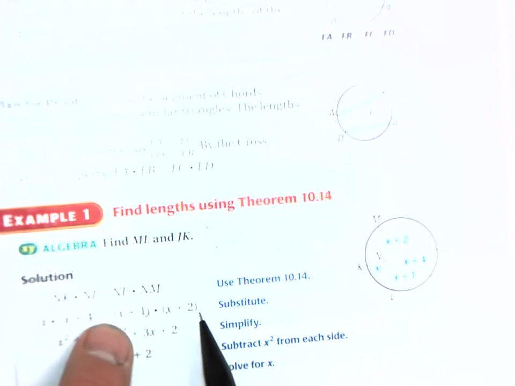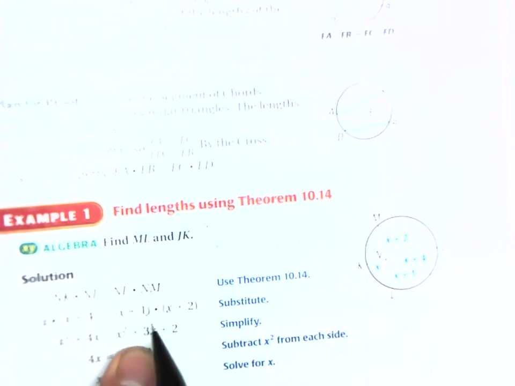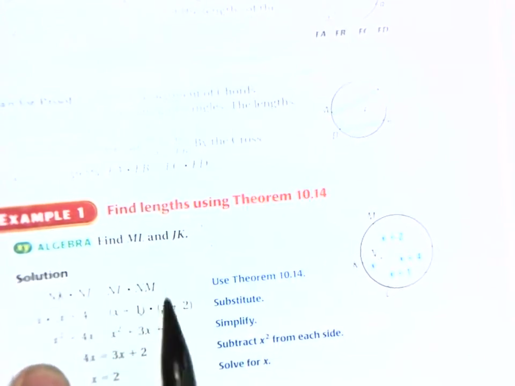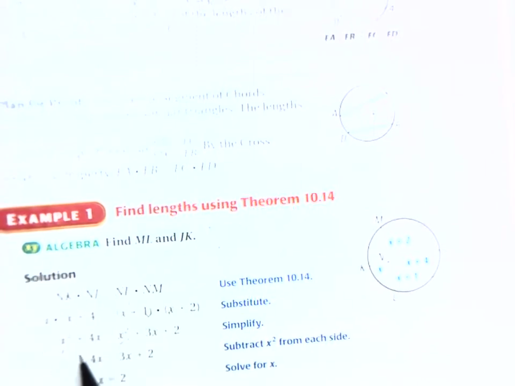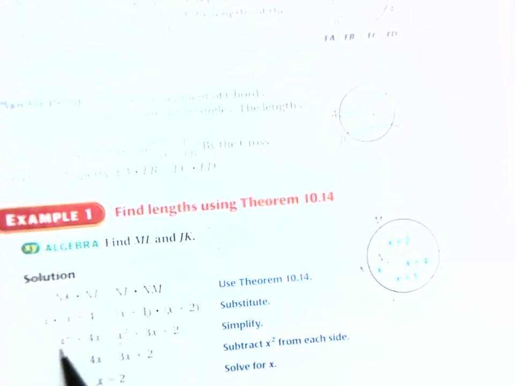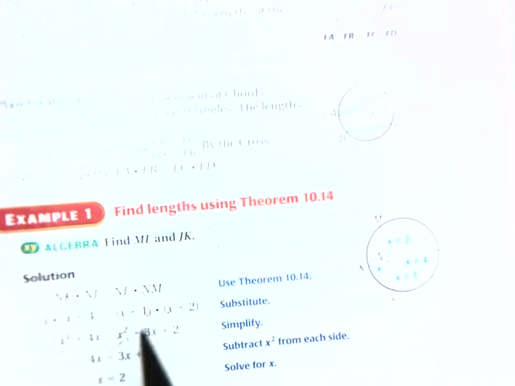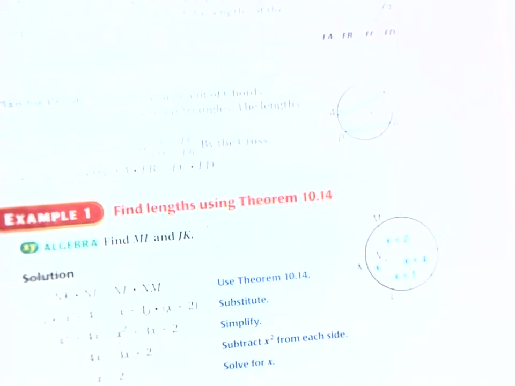Remember before we had a 2x, so 2x plus 1x, that's going to give us 3x. And then 1 times 2 gives us 2. And so now here we have an equation, we have two squared terms. And remember, just like we did in 10.1, where we had squared terms on both sides, we can subtract that squared term from both sides, and they cancel out. So our x squared terms cancel out, and we have 4x equals 3x plus 2, and then subtract 3x from both sides, and we end up with x equals 2.